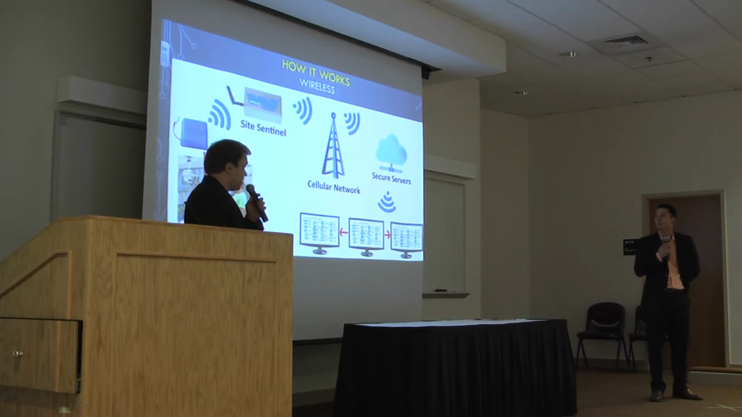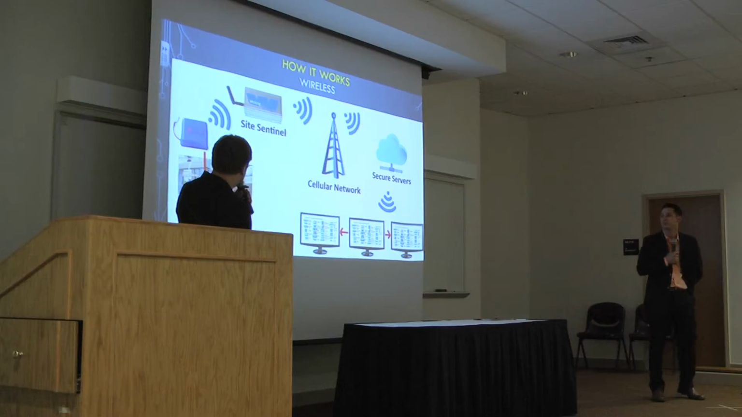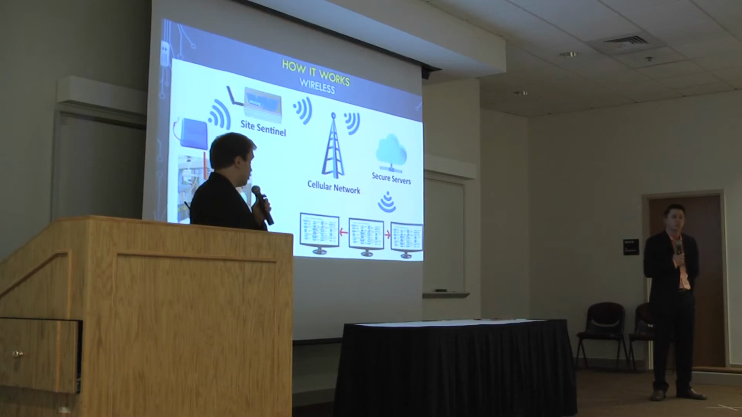This is a basic visual diagram of how the system works. Starting from the left here, this blue puck would be placed somewhere in the equipment, and it works through a Bluetooth signal. So it would send a signal to a site sentinel, which would be located somewhere in the building, closer to a window probably. Then the signal would go into the cellular network at the tower, and from that it would go into the secure servers at Whiting headquarters, which are located near Chicago.